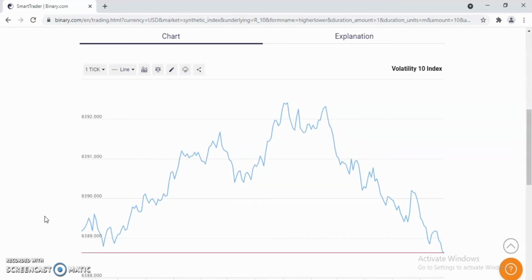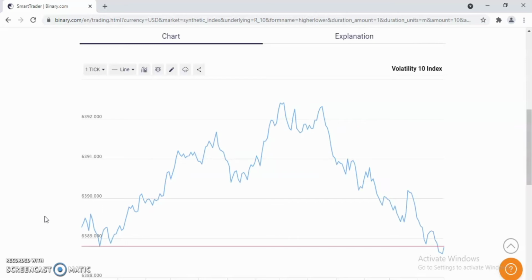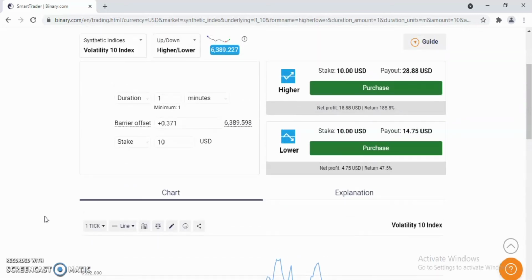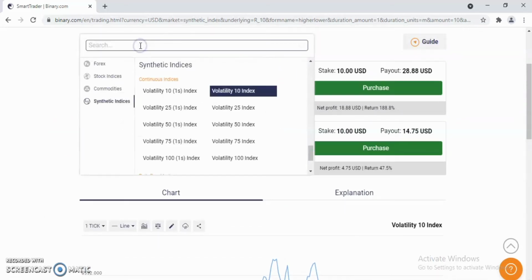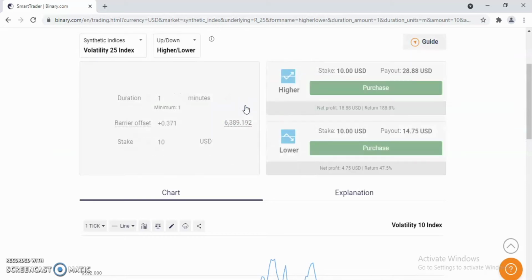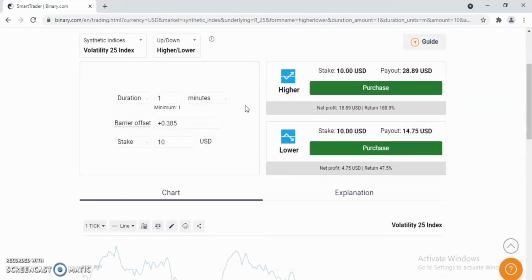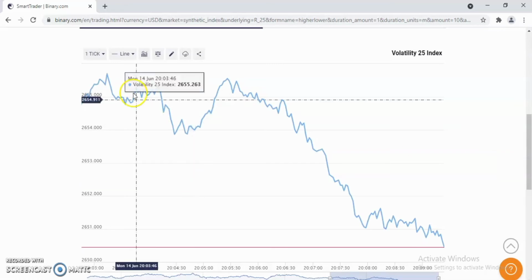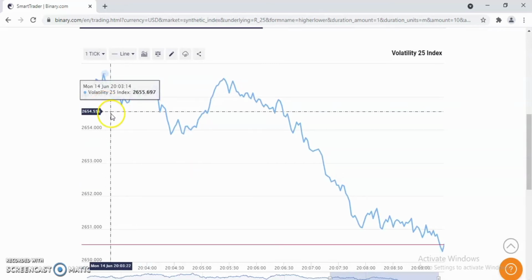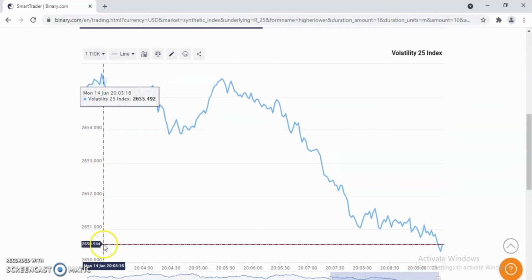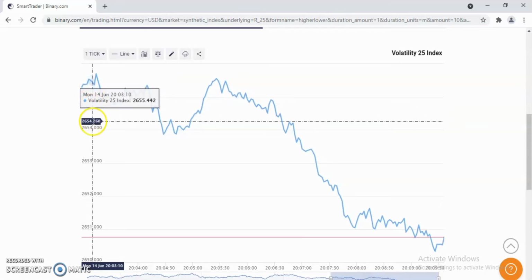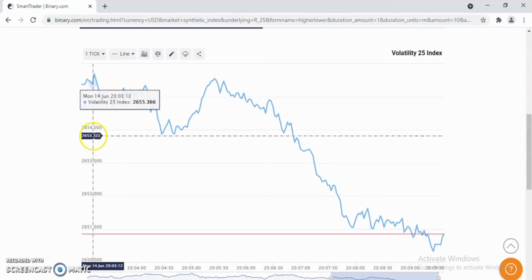So you need to trade a market that is more settled, something that is a little bit calm for you. Let me switch to another volatility for you to understand clearer. Let me use 25. Now let's check the ending digits. This one also ends very well. The ending digits are perfect, but still the gaps in between are wide, so it won't be too wise for you to trade a market like this.